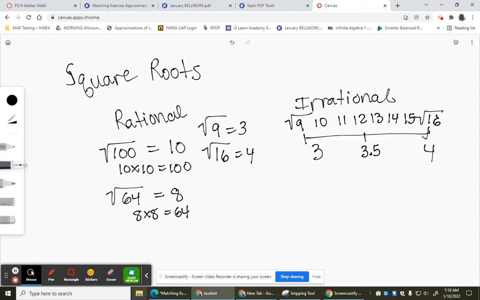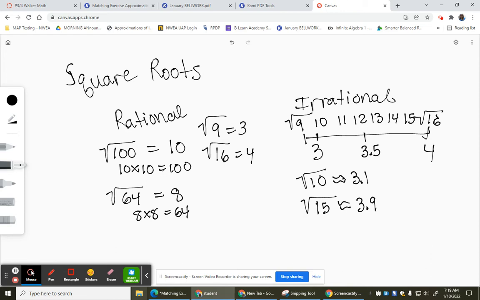10 is only 1 away from 9. So a reasonable estimate for the square root of 10 would be about 3.1 because it's really close to 9. Okay, give yourself a second, pause if you want. What's a reasonable estimate for the square root of 15? Pause if you want. That should be about 3.9 because it's very close to 4. And that's how we estimate square roots.